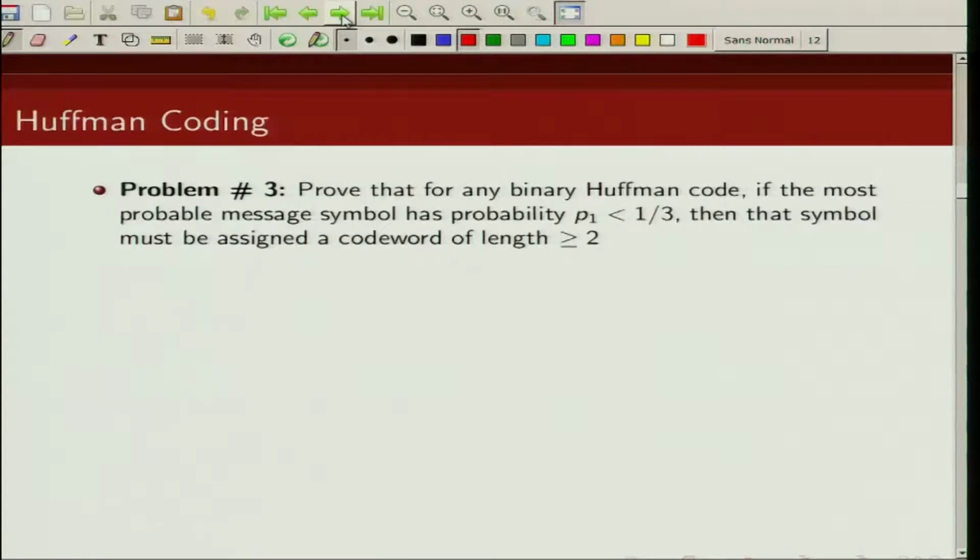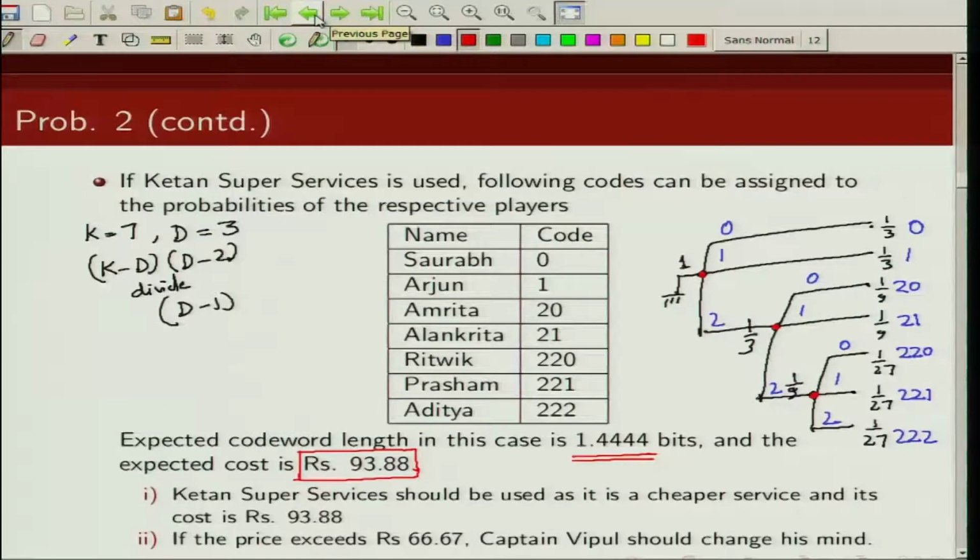So Kaitlyn Super Services is cheaper. So Vipul is going to use Kaitlyn Super Services. The next part of the question was: by what price, if he increases his charges, will Kaitlyn lose Vipul, that is, at what point will Vipul change his decision? So that we can calculate.